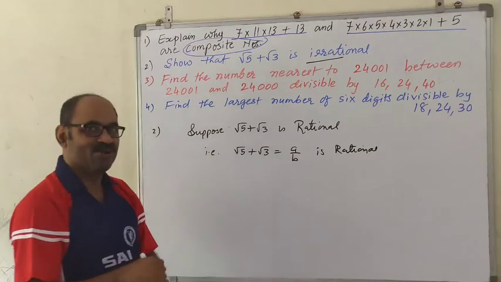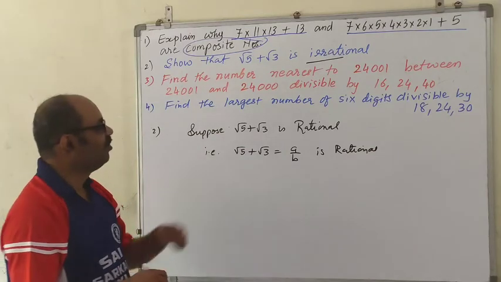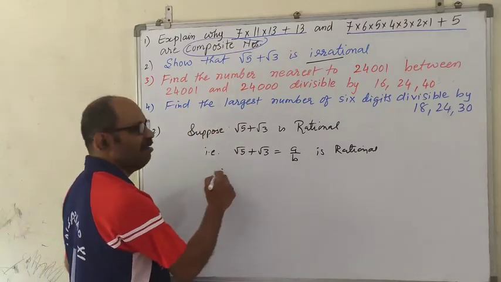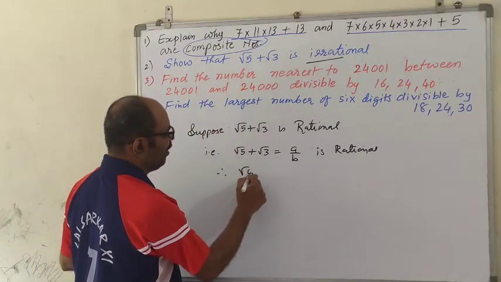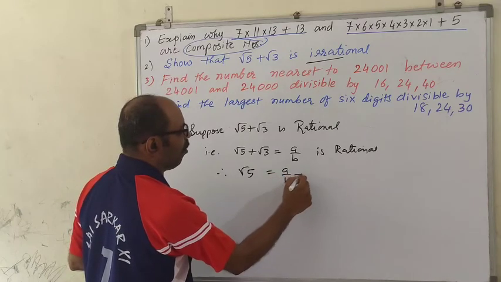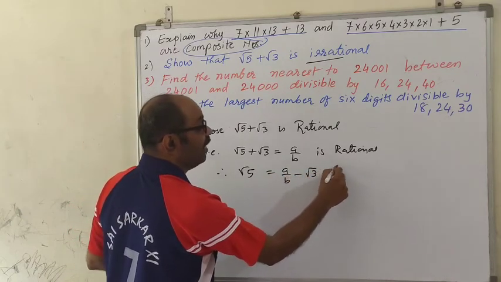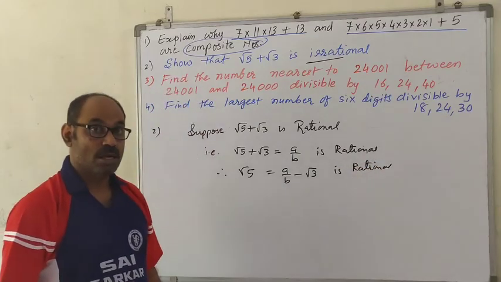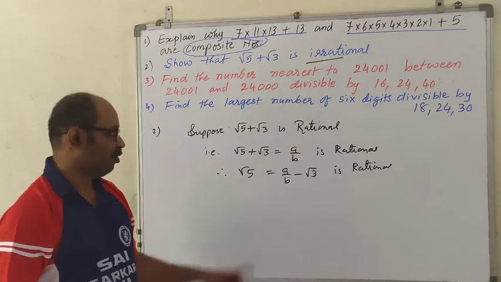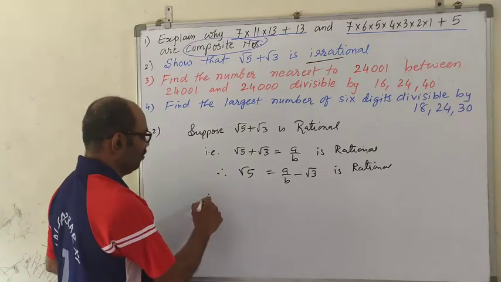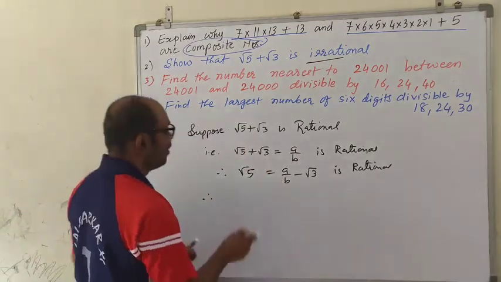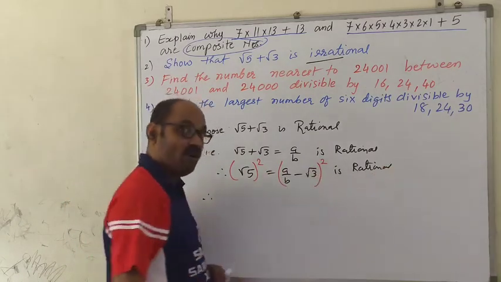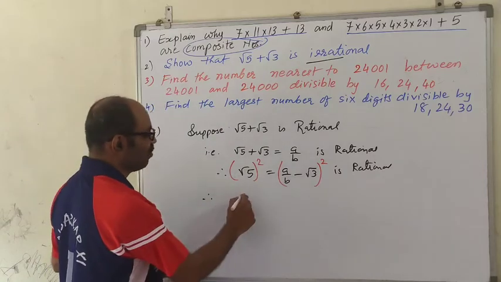Children, now both are roots. So what to do? You take one term on other side. One square root on other side. Which one? Any you like. Root 5 is equal to a upon b minus root 3 is rational. That will continue. Children, now squaring on both sides because you want to remove this root. So I'll put here only square of left hand side is equal to square of right hand side is also rational. Now this gives me 5.